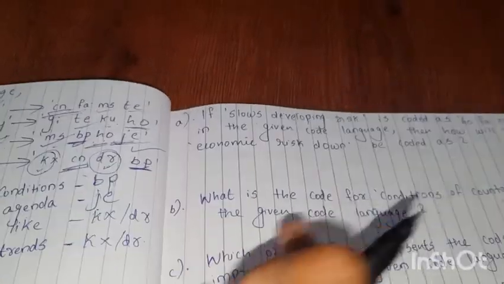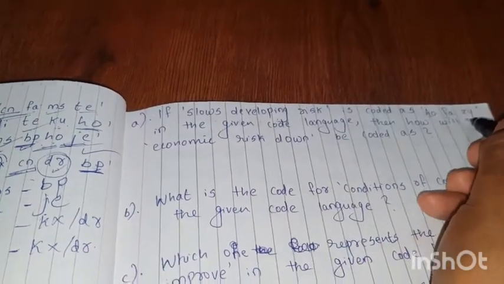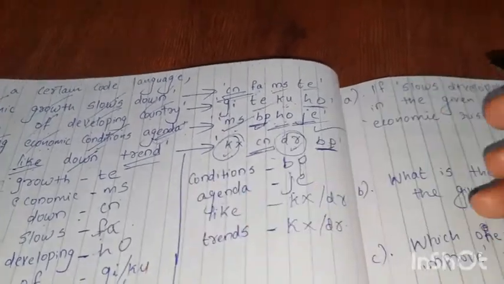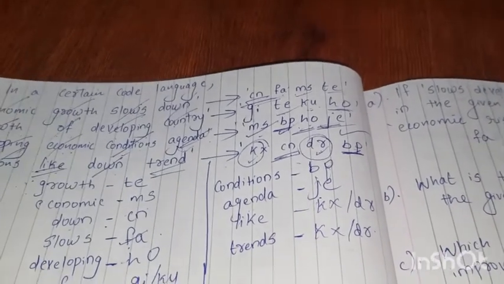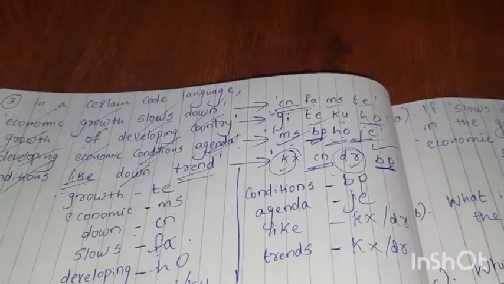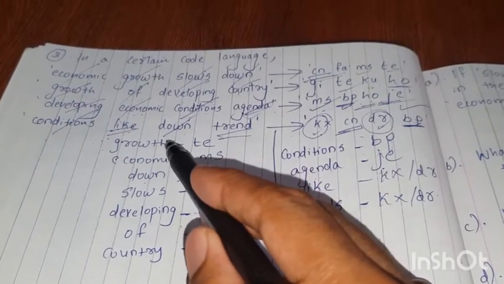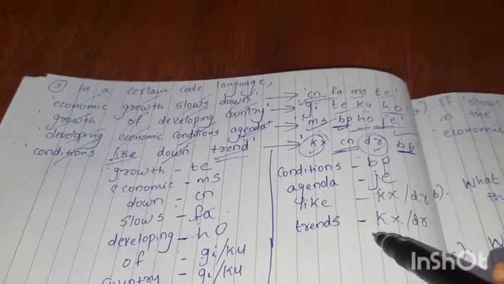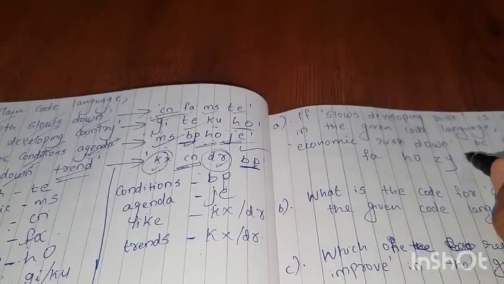Now going to the five questions. If slows developing risk is coded as HOFAZY. Slows, we got the code as FA, right? So slows means FA. Developing, we got the code HO. So FA, HO. Risk means ZY. There is no word called risk in the given question. That means in the given sub question, risk is written as ZY.